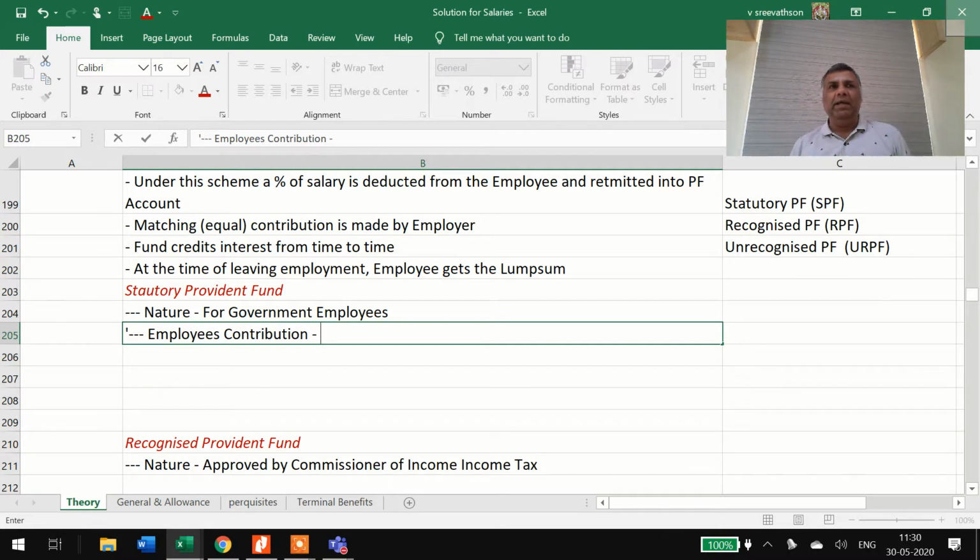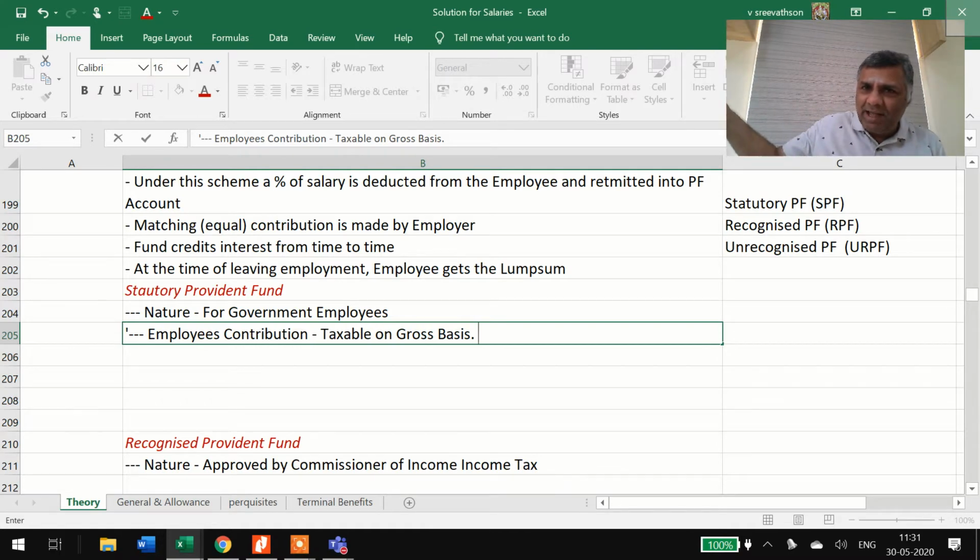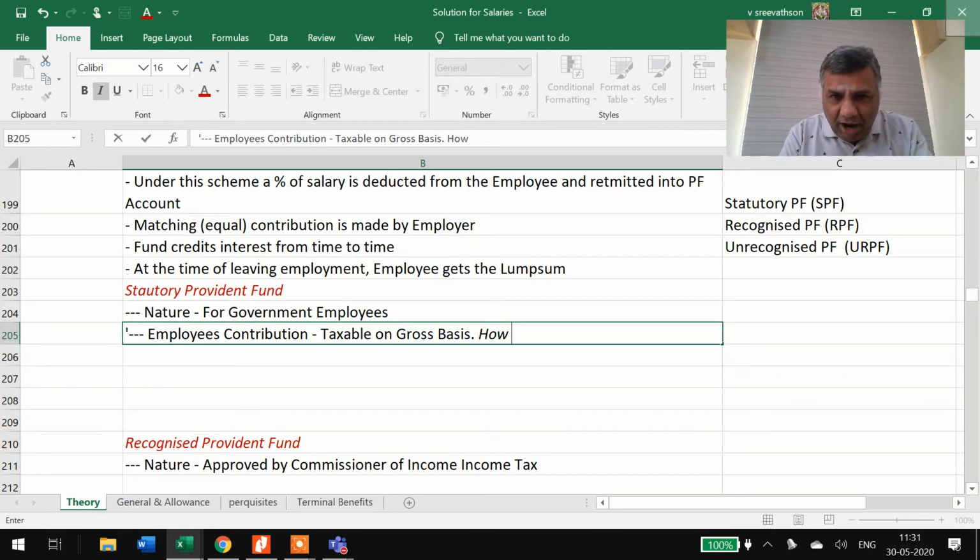Exactly. Friends, employees' contribution is always part of the salary, taxable on gross basis. You are given 20,000. I deducted 2,000, but I did not retain it. I gave it back to you in some other shape. In the sense, I ensured that I deposited that money in your name in the PF account. So it is taxable on gross salary.